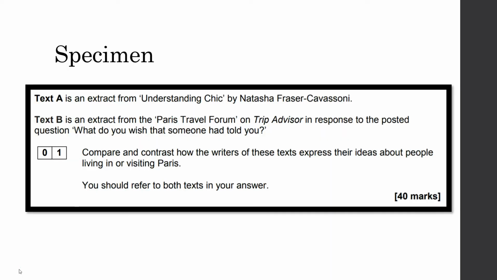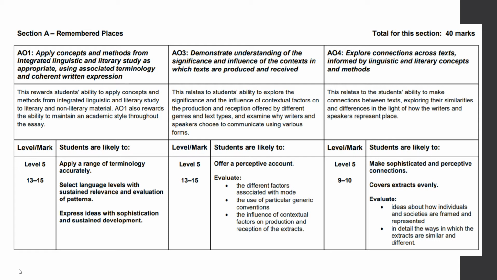The Remembered Places question is a comparison question, and it takes two texts from the anthology on Paris and asks you to compare and contrast how language is used in these texts. The exam board always choose, for this question, two texts with contrasting modes. Two texts where there's perhaps a real difference in the quality of language used, obviously to enable you to show your broad understanding of the different ways in which language is used.